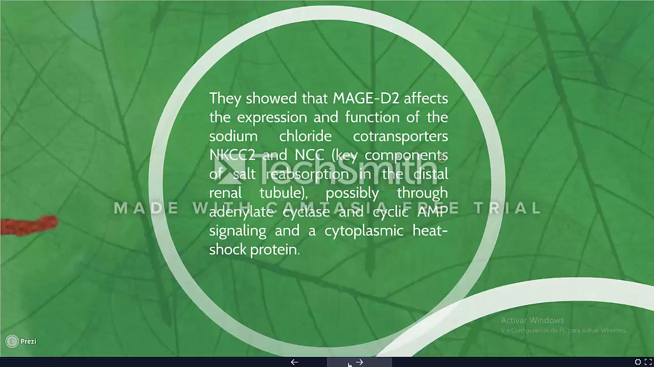They showed that MAGE-D2 affects the expression and function of the sodium chloride cotransporters NKCC2 and NCC, key components of salt reabsorption in the distal renal tubule, possibly through adenylate cyclase and cyclic AMP signaling and a cytoplasmic heat shock protein.